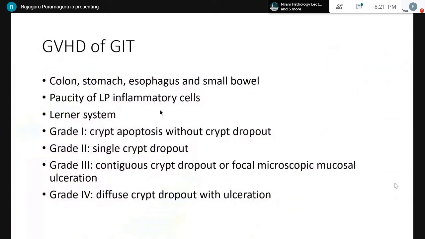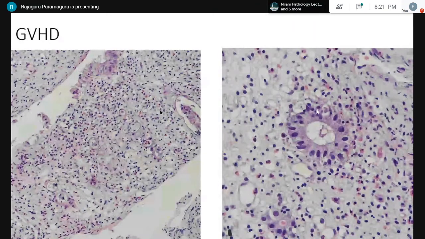And in the GIT, it can involve the esophagus, the stomach, the small bowel, and the colon. The main thing is that the inflammatory cells might show opacity in the lamina propria. It might not mimic active or chronic active colitis. All you will see will be atrophy with increased apoptosis. I forgot to tell you that apoptotic microabscesses will be formed.